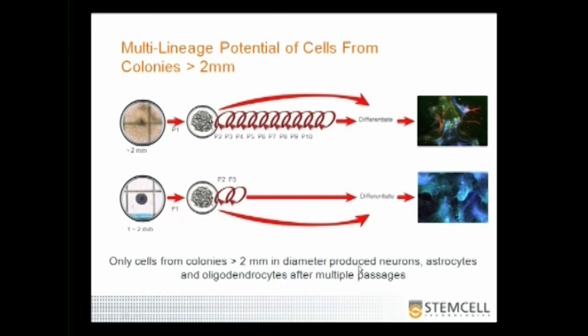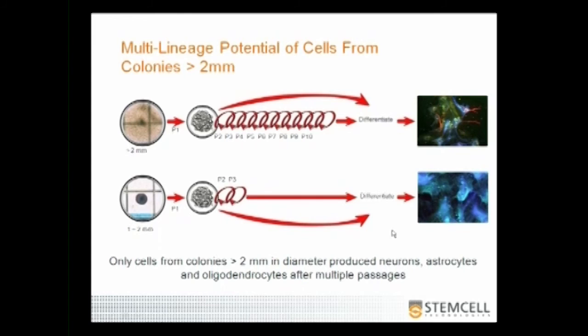The cells from the colonies greater than 2 millimeters in diameter which generated neurosphere cultures were also assayed for their ability to generate neurons, astrocytes, and oligodendrocytes. We found that cells from colonies greater than 2 millimeters were able to produce the three main cell types immediately or after they were isolated from the colonies and then passaged multiple times in the neurosphere culture. The cells from the smaller colonies only produce 2 or 1 mature cell type.